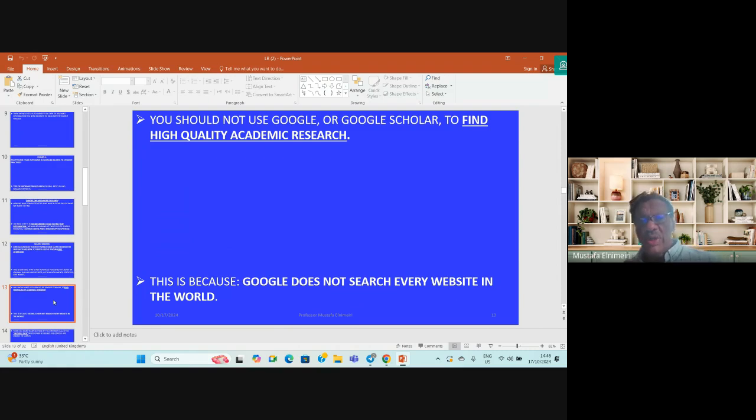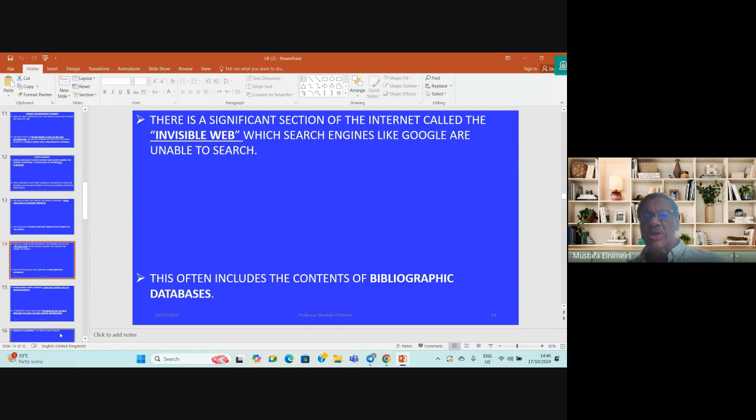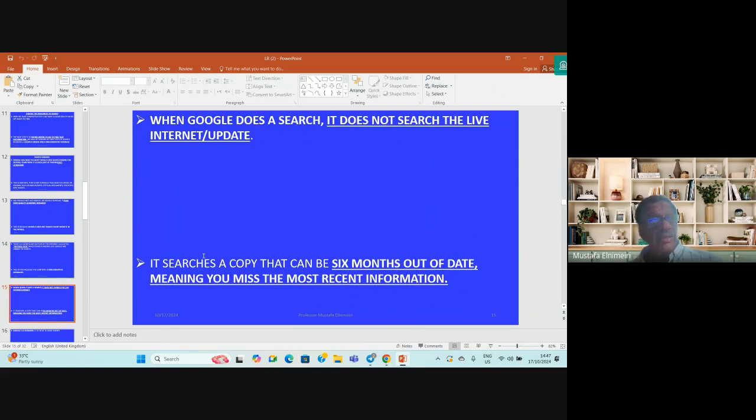So I should not use Google to search for high quality academic research. This is because Google does not search every website in the world, and there is a significant section of the internet that is invisible for the Google machine to search. And these contents of academic importance are usually included in bibliography databases. So we have to go and search for important bibliography databases that will provide us with the literature of high academic quality.